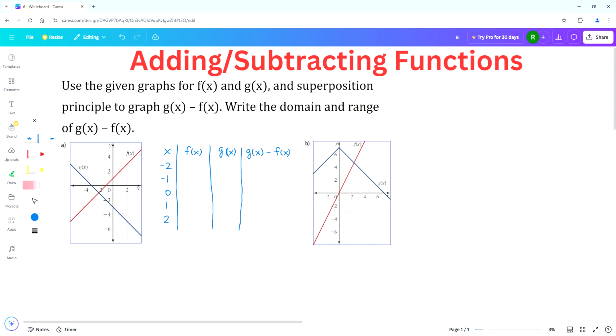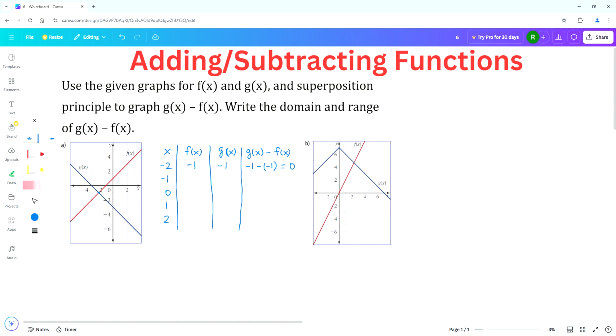At x equals -2, f(x) is equal to -1, this point on the red line. At x equals -2, g(x) is equal to -1, the same point on the blue line. So at x equals -2, g(x) minus f(x) is equal to -1 minus -1, which is equal to 0. Because -1 minus -1 is equivalent to -1 plus 1, which is equal to 0.